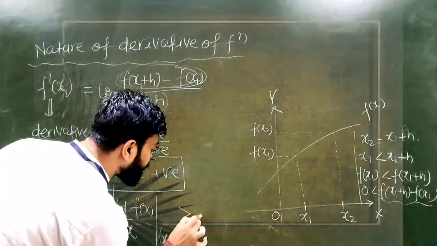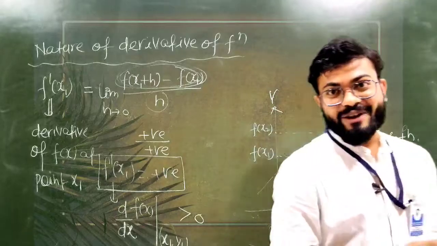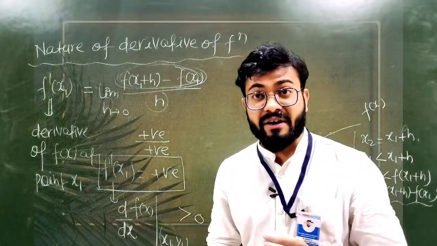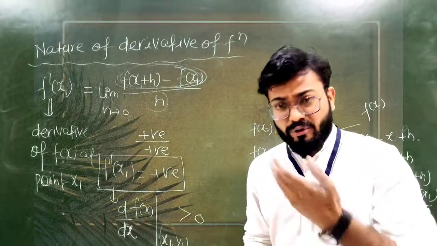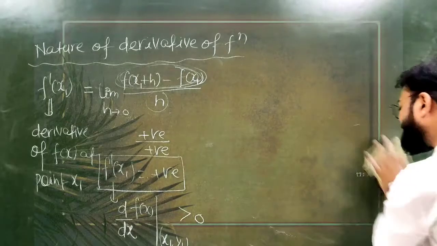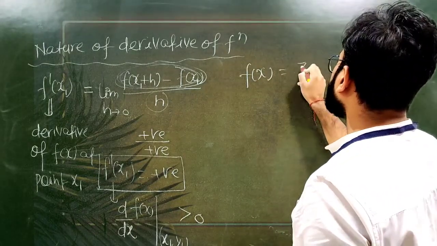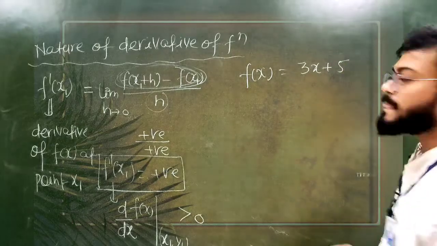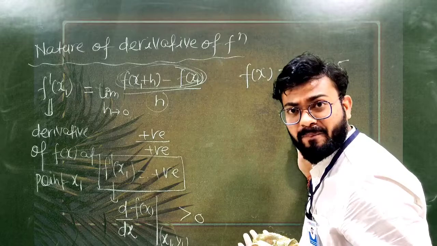So if this is positive, then the function is known as a strictly increasing function. Means if the first derivative of the function is positive, then the function will be strictly increasing. To understand this, let's consider a simple function. If I say fx is equal to 3x plus 5, is this function strictly increasing or not?